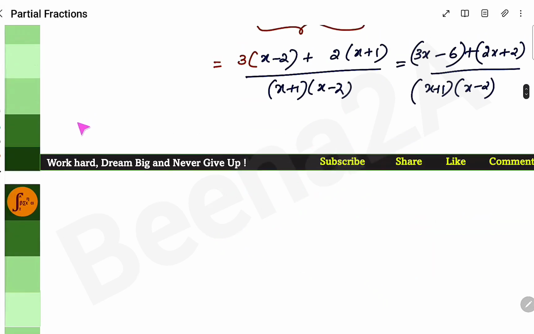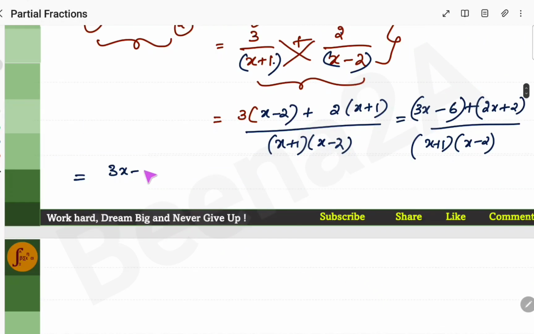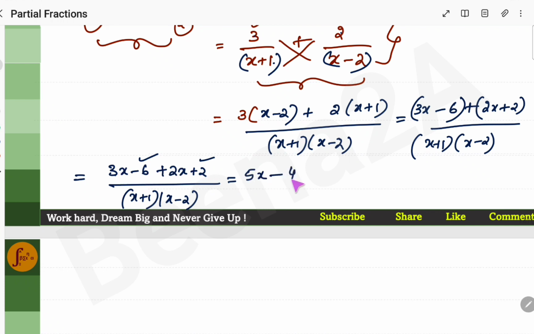So when I simplify, what do I get? 3x minus 6 plus 2x plus 2 by x plus 1 into x minus 2. Now I can add minus 6 with 2 and 3x with 2x. 3x plus 2x is 5x. Minus 6 plus 2 is minus 4, by the denominator.